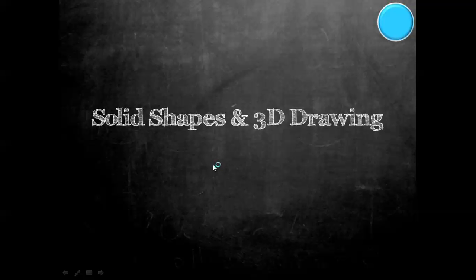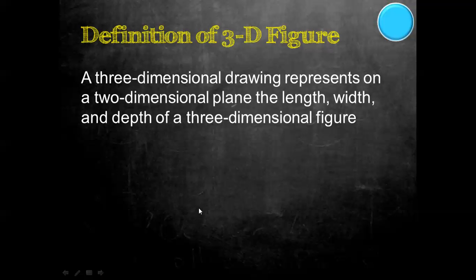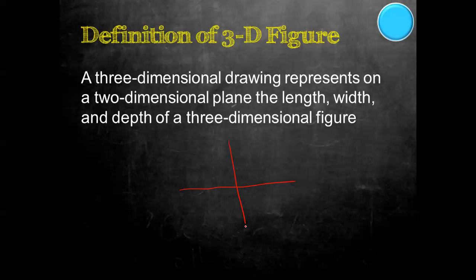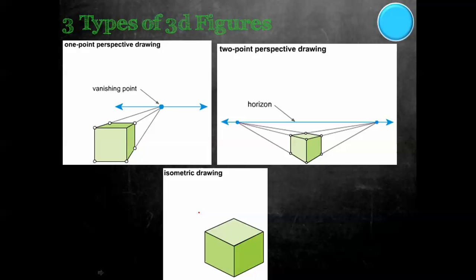Hello and welcome. Today we are going to talk about solid shapes and 3D drawings. Okay, a 3D figure is a three-dimensional drawing represented on a two-dimensional plane, showing the length, width, and depth of a three-dimensional figure. So when we draw on a two-dimensional plane, remember, like our XY axis, we have an X and a Y, and it's representing a three-dimensional figure with just these two dimensions.